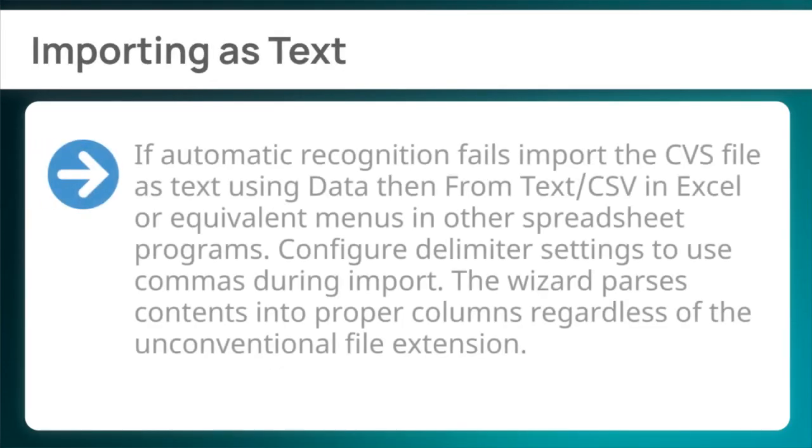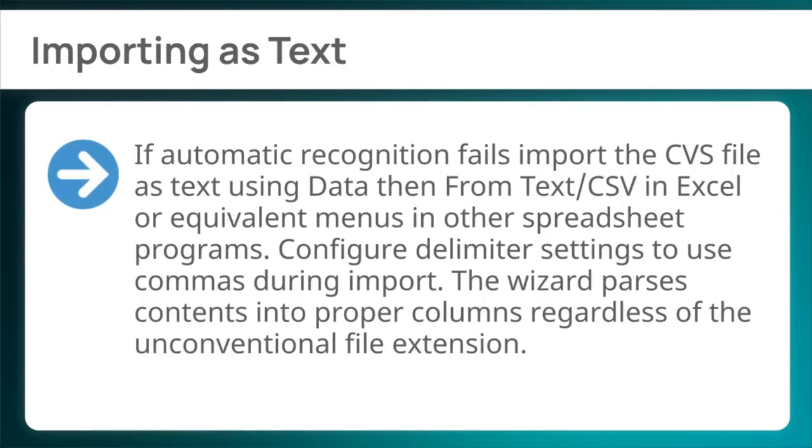Finally, importing as text. If automatic recognition fails, import the CVS file as text using Data, then From Text, CSV, in Excel or equivalent menus in other spreadsheet programs. Configure delimiter settings to use commas during import. The wizard parses contents into proper columns regardless of the unconventional file extension.